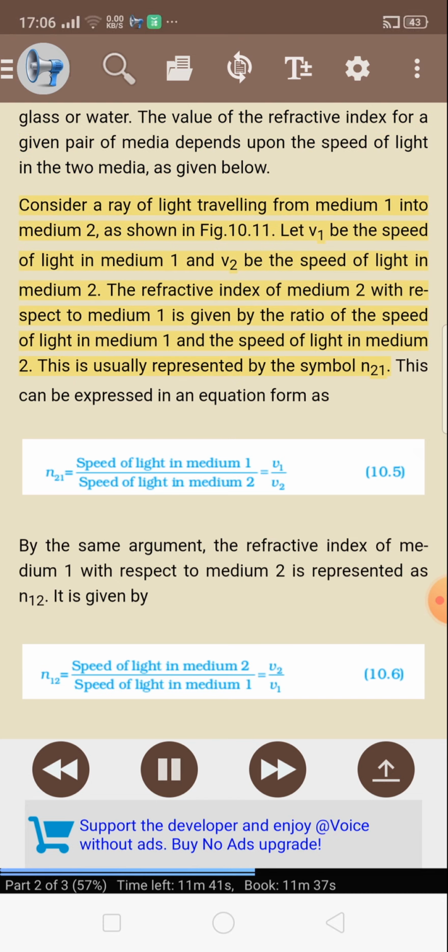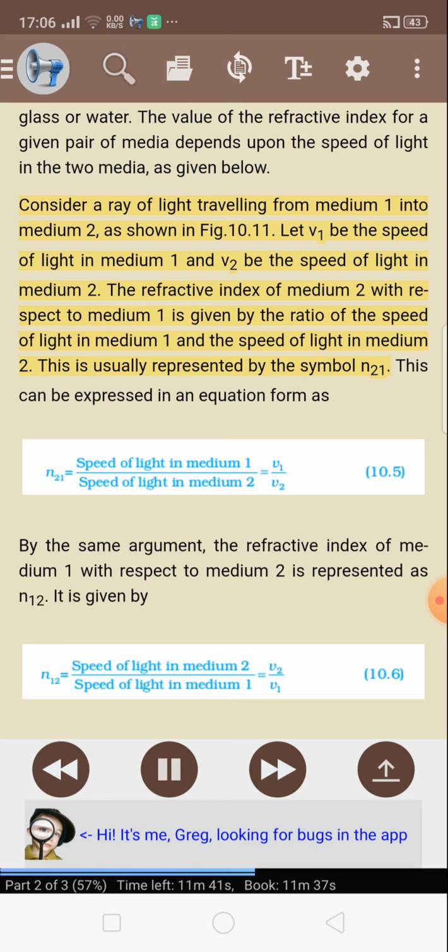Consider a ray of light traveling from medium 1 into medium 2, as shown in Fig. 10.11. Let v1 be the speed of light in medium 1 and v2 be the speed of light in medium 2. The refractive index of medium 2 with respect to medium 1 is given by the ratio of the speed of light in medium 1 and the speed of light in medium 2. This is usually represented by the symbol n21. This can be expressed in an equation form as.